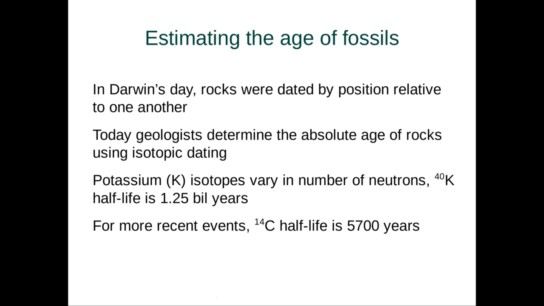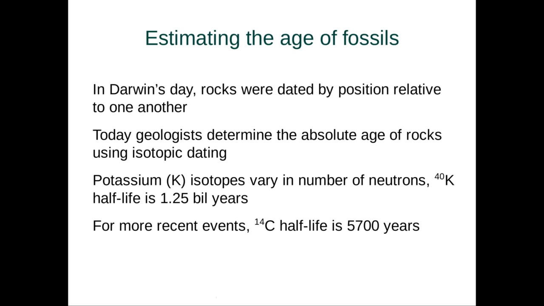And Darwin say rocks were actually dated by their position relative to one another. So it was kind of imprecise dating. They were like, oh, this is near this rock, and this one's about this number of years old, thus these all have to be the same. That was their sort of thought process there. So clearly not the most accurate thing.